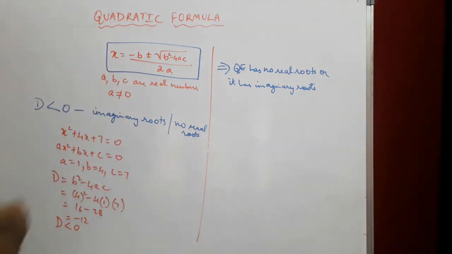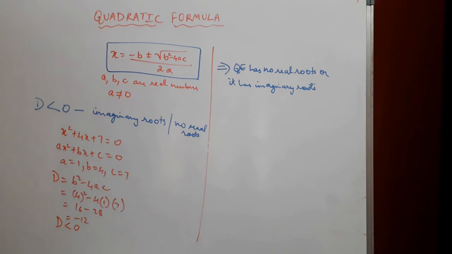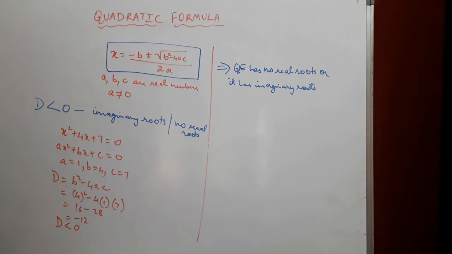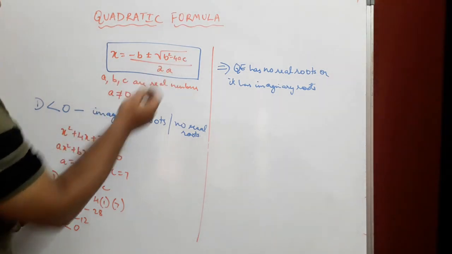So just as a recap, if we revise the whole thing that we have learned in this particular video, we have learnt about the quadratic formula, which is x equal to minus b plus or minus square root of b square minus 4ac, where a, b and c are real numbers, and these are coefficients of your x variable or whichever variable that is present. It could be y, z, whatever, where a should not be equal to 0.